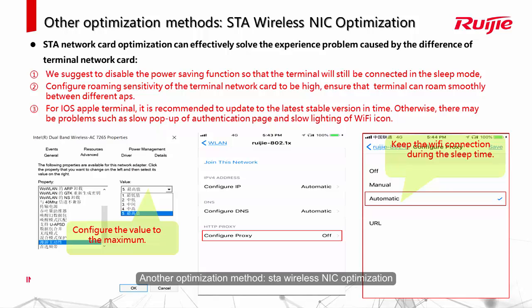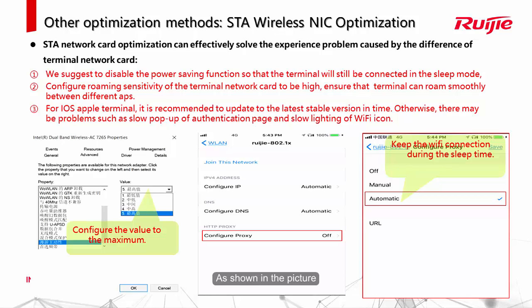Another optimization method, STA wireless NIC optimization. By optimizing STA network card, we can efficiently solve the experience problems which are caused by the difference of terminal network card. Disable the power saving function so that the terminal will not lose connection when it is in the sleep mode. Increase the roam sensitivity of terminal network card. Ensure terminal can roam smoothly. For iOS terminal, we suggest to upgrade them to the latest version. Otherwise, there will be many unexpected problems.